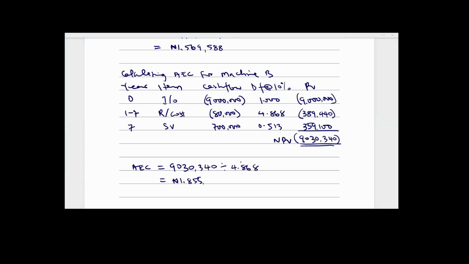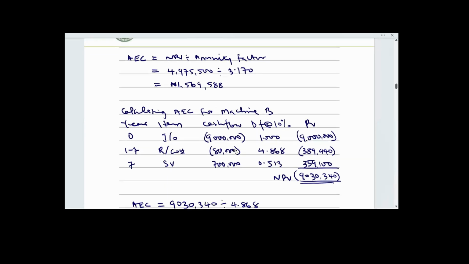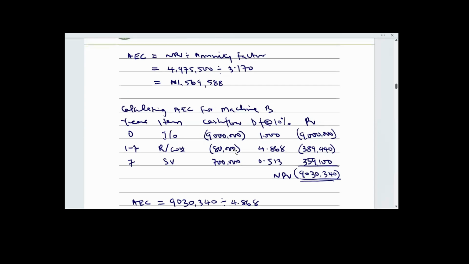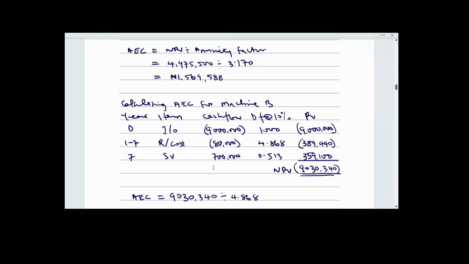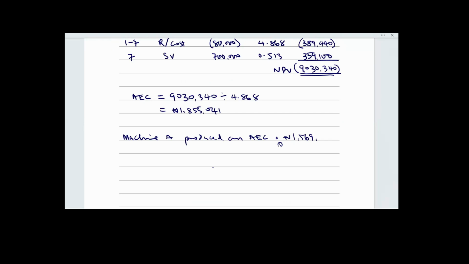1,855,041. So then at this point, you need to make a choice. Machine A produced an annual equivalent cost of 1,569,000. Is it 569? Yeah, 569.